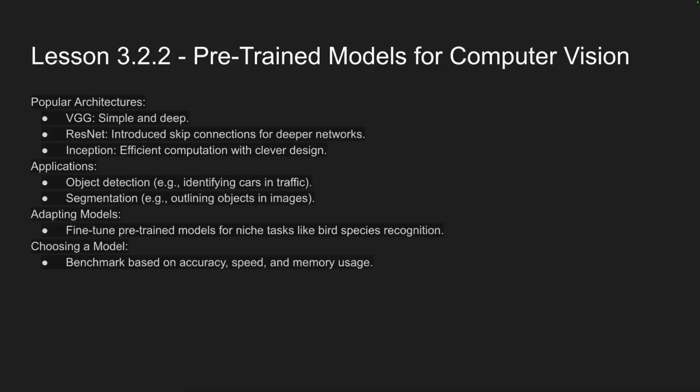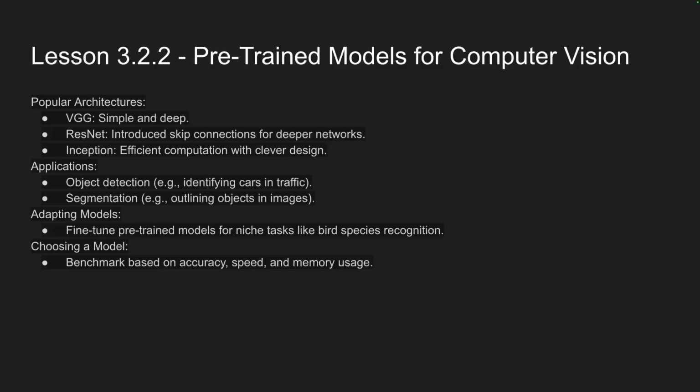Now that we understand the basics of transfer learning, let's zoom in, pun intended, on pre-trained models for computer vision. These models are like the superheroes of the machine learning world, and today we'll meet some of the most famous ones. First up, we have architectures like VGG, ResNet, and Inception. These are deep convolutional neural networks, or CNNs, that have been trained on massive datasets like ImageNet, which contains millions of labeled images.